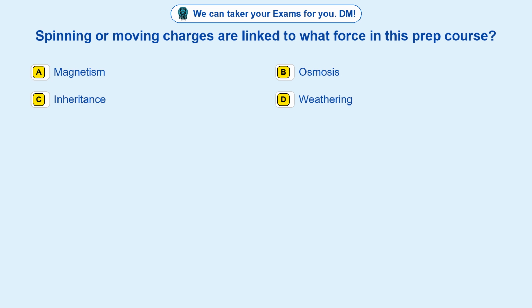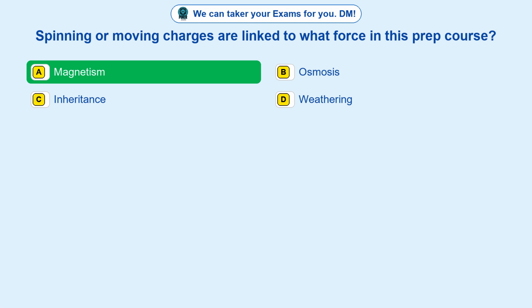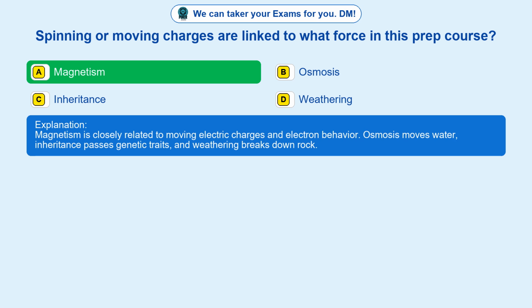Question 74. Spinning or moving charges are linked to what force in this prep course? Option A, magnetism. Option B, osmosis. Option C, inheritance. Option D, weathering. The correct answer is option A, magnetism. Magnetism is closely related to moving electric charges and electron behavior. Osmosis moves water, inheritance passes genetic traits, and weathering breaks down rock.